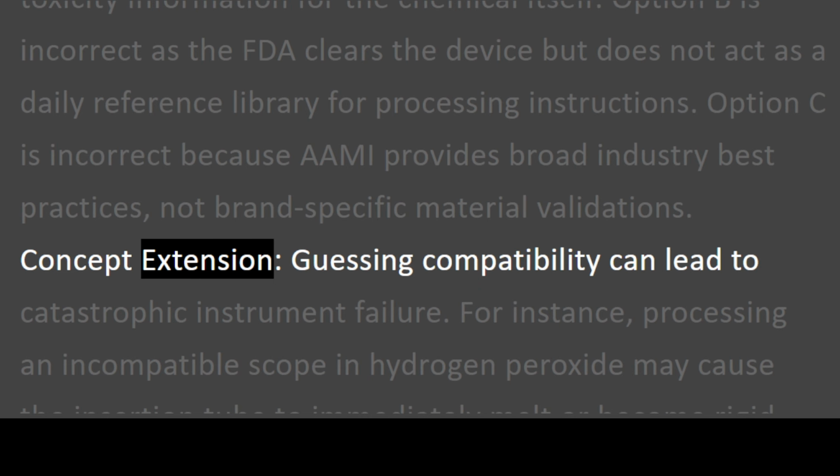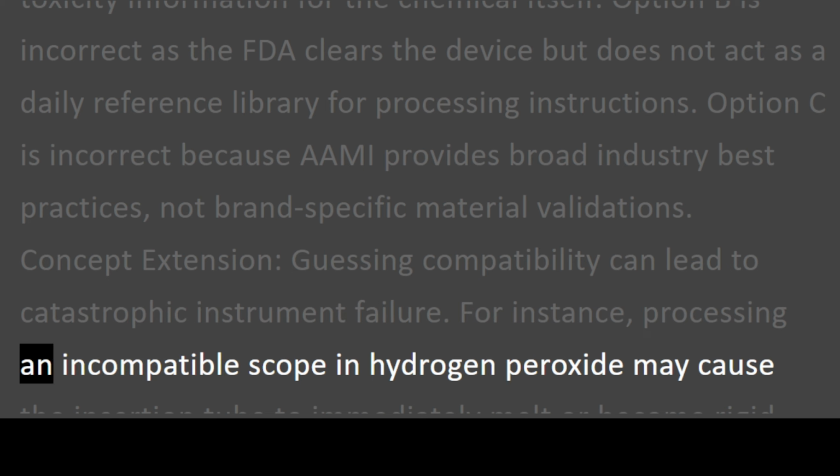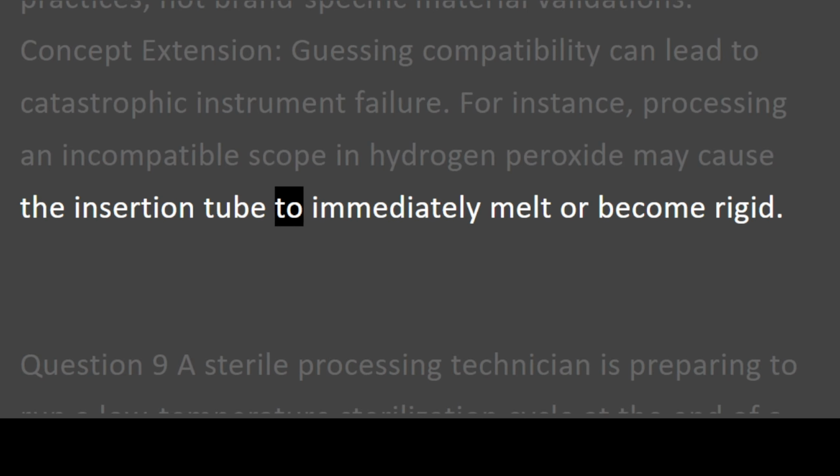Concept extension. Guessing compatibility can lead to catastrophic instrument failure. For instance, processing an incompatible scope in hydrogen peroxide may cause the insertion tube to immediately melt or become rigid.